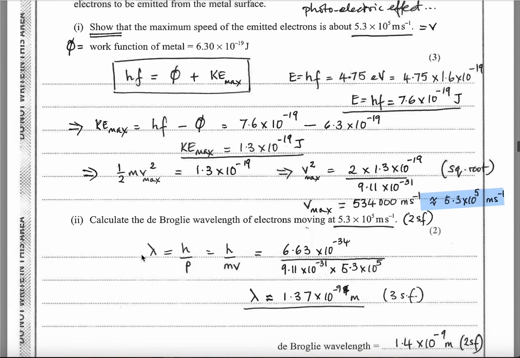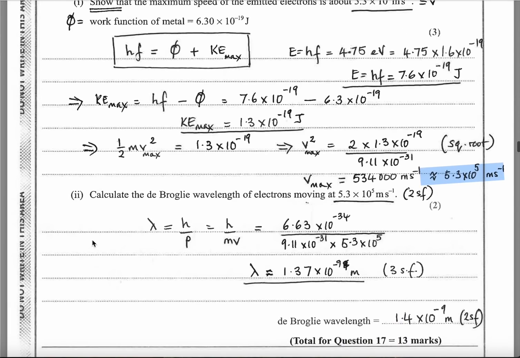Then the next part of the question, the last part, they want you to calculate the de Broglie wavelength. That's how you pronounce this. It's a French name. De Broglie is pronounced de Broglie, okay? You've done that before in electricity in Unit 2. The de Broglie wavelength of the electrons moving at the two significant figures value. So they want you to use the two significant figures value, not your accurate value, okay?